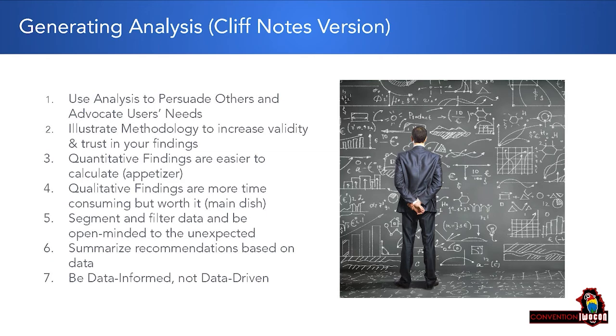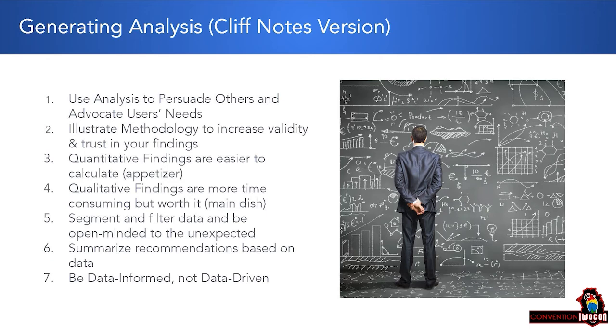So the quantitative findings are very easy to calculate. You could do a Survey Monkey, dump all the numbers into Excel, crunch it, and make a chart. Those are oftentimes the appetizer, but again, they are kind of lacking the motivating emotional reasons and the why.